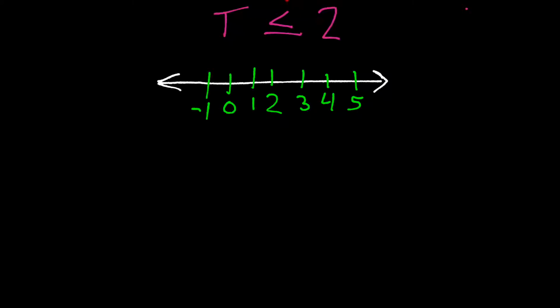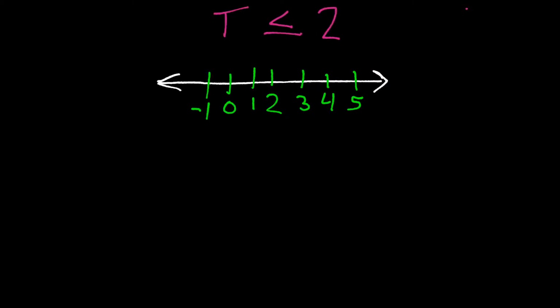Now we need to pay attention to our symbol. T is less than or equal to. So ask yourself, am I going to use an open circle or a closed circle here? Hopefully you said a closed circle because we have the "or equal to" portion.